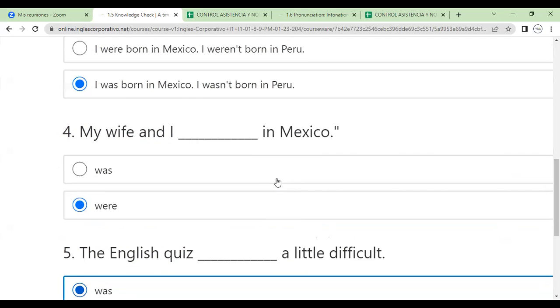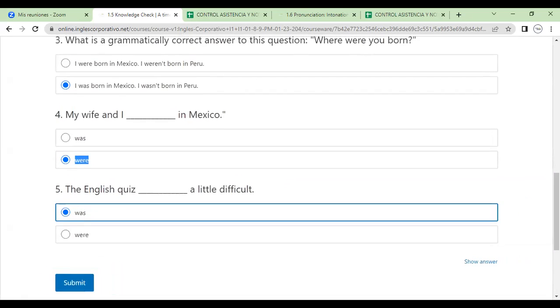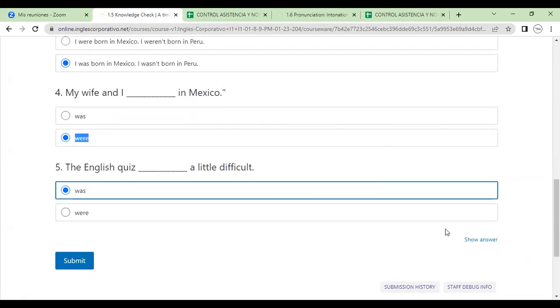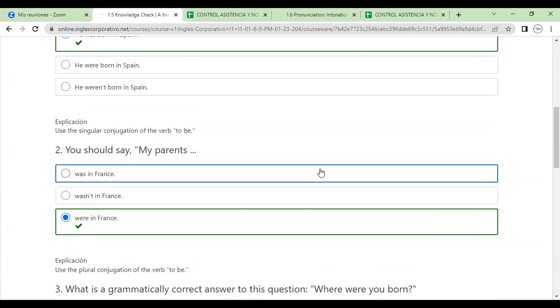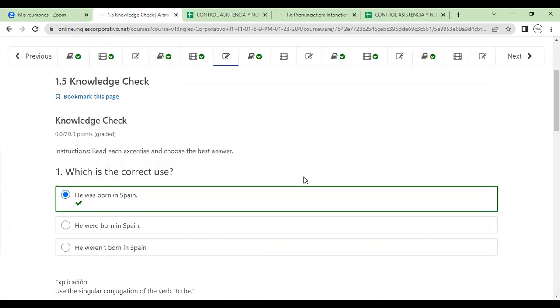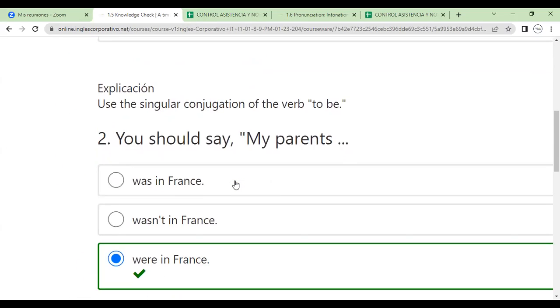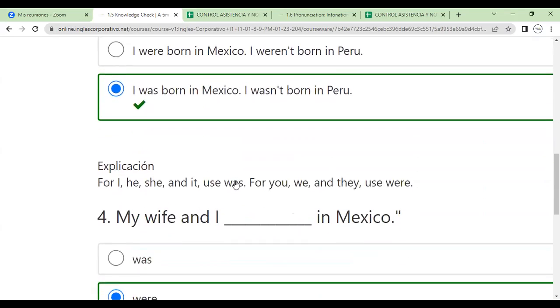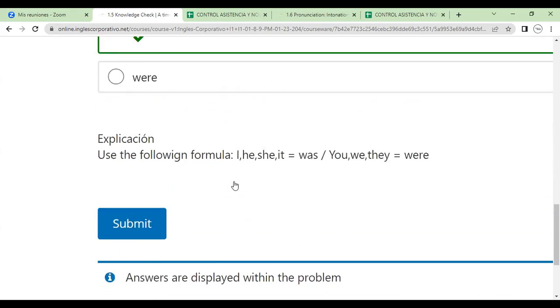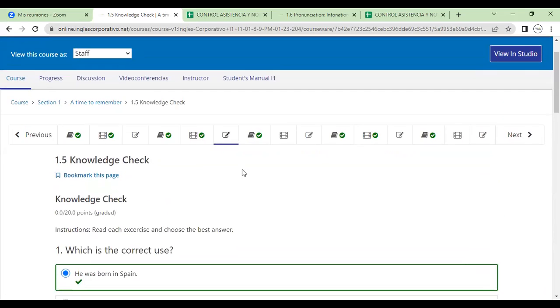Is that true? Is it true? Is the English quiz difficult? Was. Not really, right? This is a piece of cake. Not really. Piece of chocolate, right? If you love chocolate, okay. Easy peasy. Yes. Yeah, wow, people. I think you love to get the top notch in every single activity. That's fantastic. Pretty good, pretty good. Okay, so I think you don't have problems with the verb to be in the past.